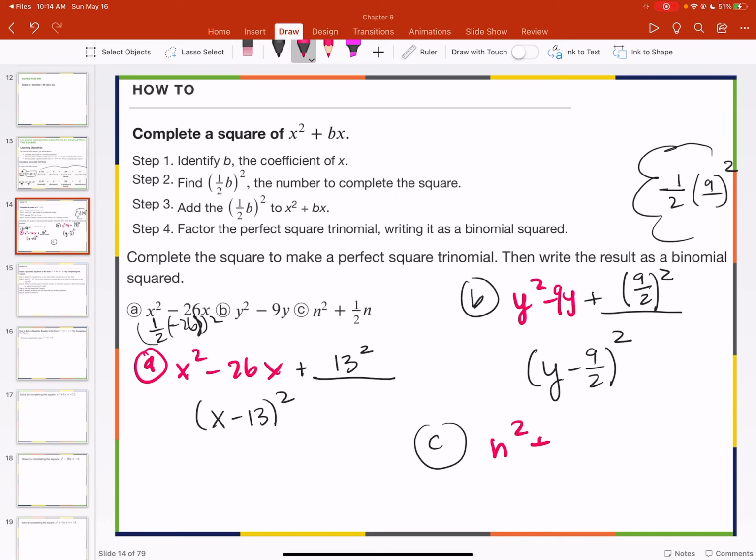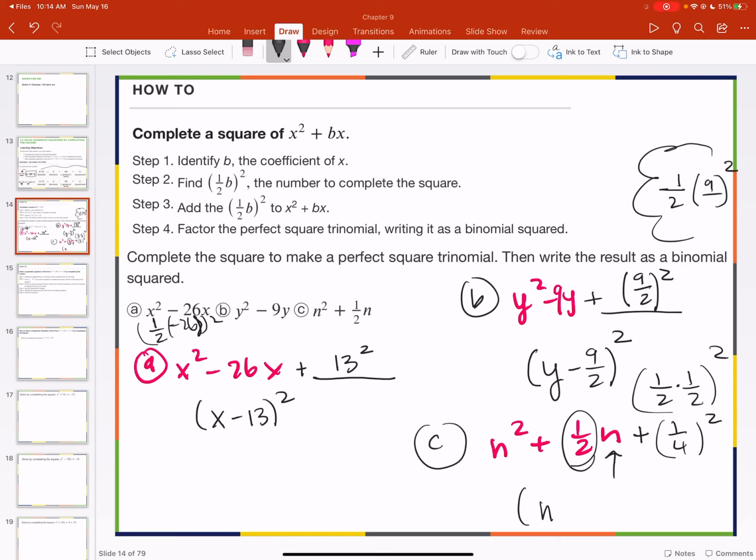n squared plus 1/2 n. Oh boy. Half of n, half of a half, and we're going to square it. So we always take half of the middle coefficient, right? The coefficient of the single term, the linear term. So this is going to be 1/4 squared, and then it factors into n plus, and then whatever you're taking the square of, 1/4 in parentheses squared.